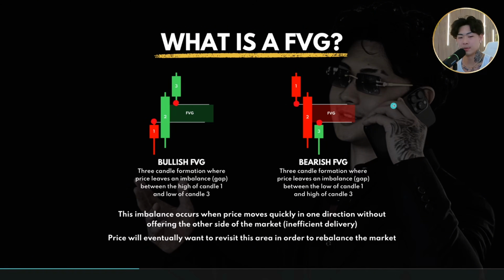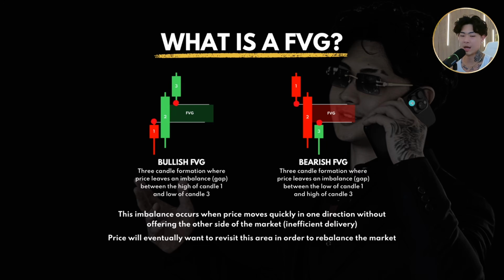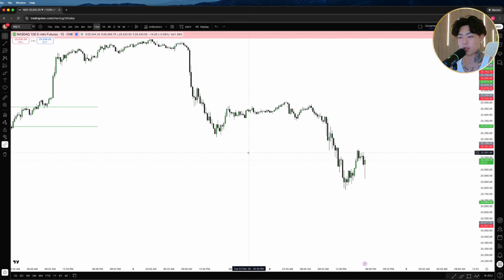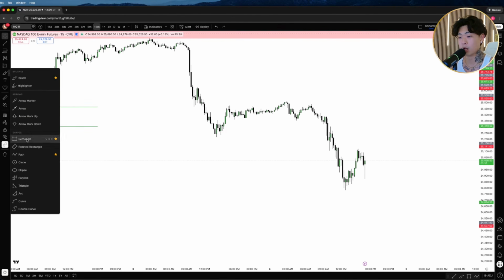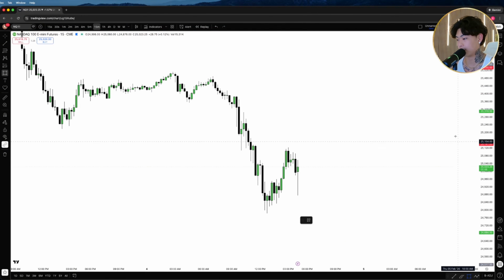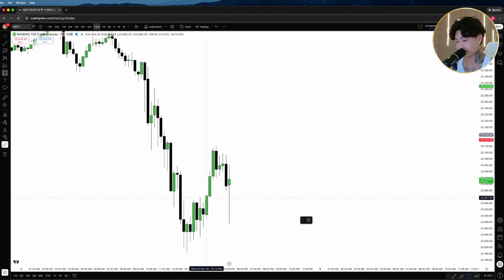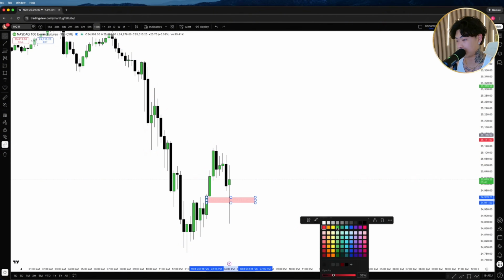Fair value gap. Now, there are some other nuances to these gaps, but real quick, we're going to go ahead and hop on the charts here and see if we can find a couple. So right off the bat, you can see we have a fair value gap right here, and it looks like we're actually trading off of that fair value gap right now.